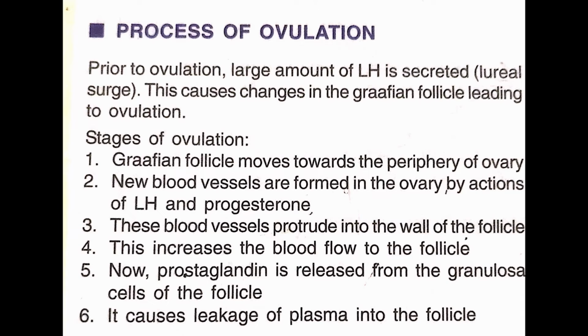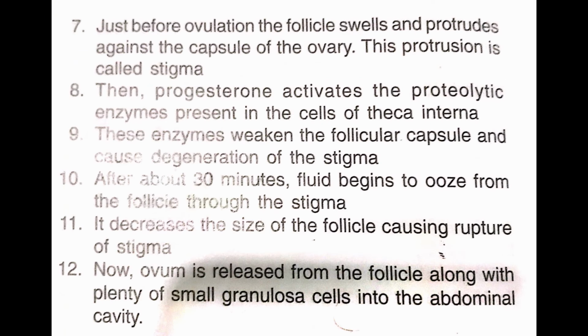Third, these blood vessels protrude into the wall of the follicle. This increases the blood flow to the follicle. Now prostaglandin is released from the granulosa cells of the follicle. It causes leakage of plasma into the follicle. Just before ovulation, the follicle swells and protrudes against the capsule of the ovary. This protrusion is called the stigma.